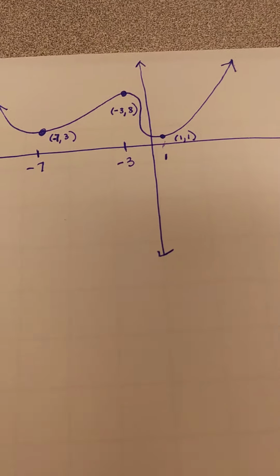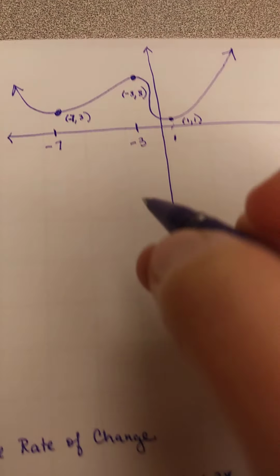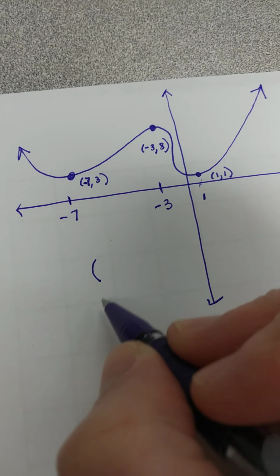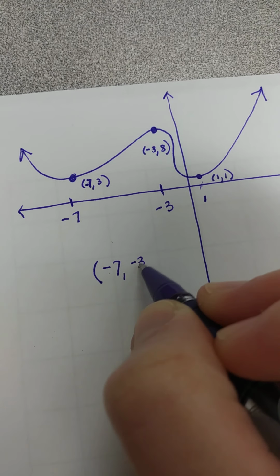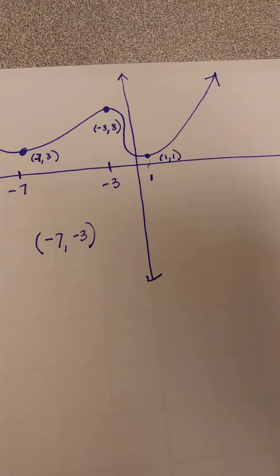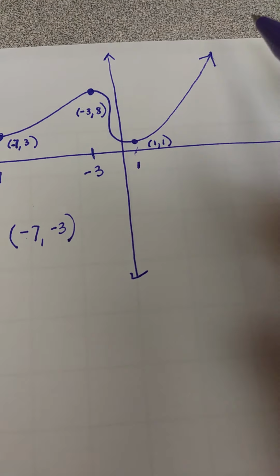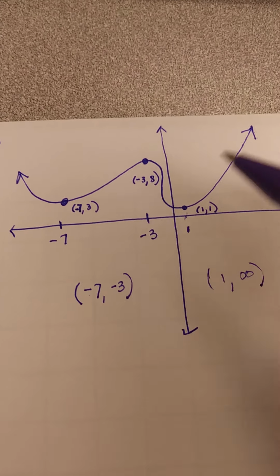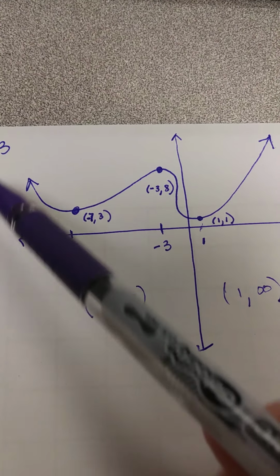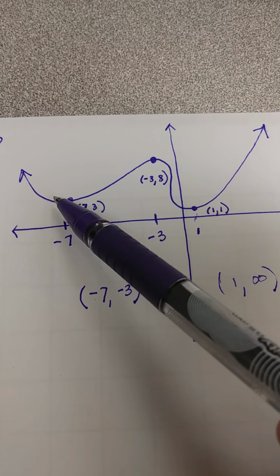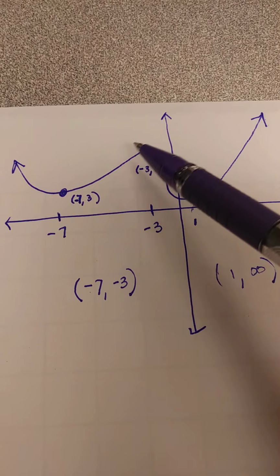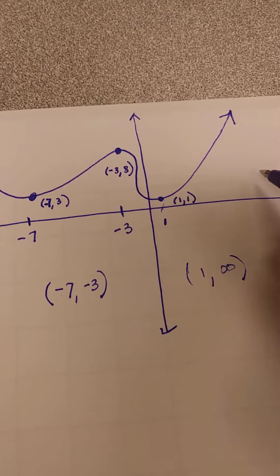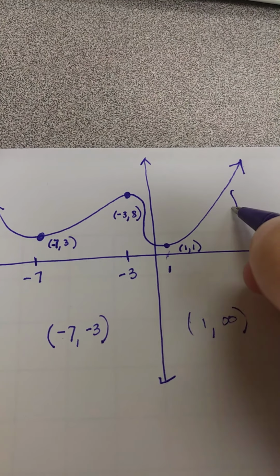If they ask you to tell, well, where is it increasing? Again, we answer with x coordinates and we write it in parentheses. So from -7 to -3, it's increasing. We don't worry about the y's. And then it's also increasing from 1 all the way to infinity. That's where it's increasing. Where is it decreasing? Well, from -infinity to -7, it's decreasing. From -3 to 1, it's decreasing. So that's the interval on which f, which is just the name of the function, is decreasing.